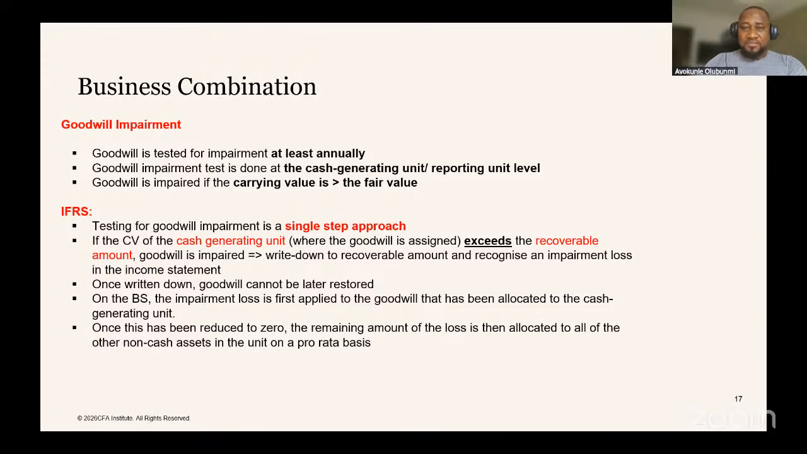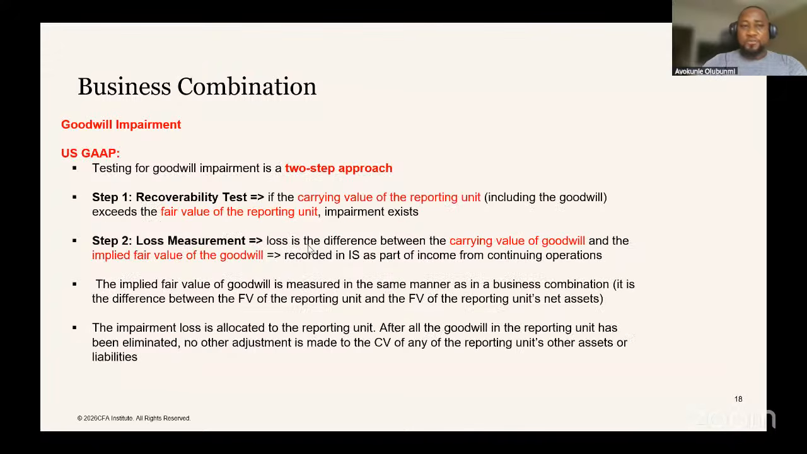Okay, that's for IFRS. For US GAAP, we have a two-step approach for goodwill impairment testing. We have what we call the recoverability test. We first conduct the recoverability test, right? And then if it shows us that the goodwill is impaired, then we now go into loss measurement. So for the recoverability test, what we are trying to answer is the question, is the goodwill impaired? If the answer is yes, that's when we now proceed to the loss measurement.